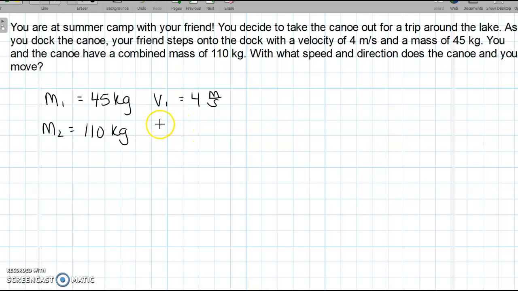So we have that initially this is at 0 meters per second. And the person that is stepping out is causing us to have a collision with the canoe. So this is actually going to be our final, and our initial is also going to be 0. So we want to solve for V2 final. Okay, so what type of collision is this? Well, it's an elastic collision, but it just deals with a combined mass of you and the canoe, so it makes it sound like it's an inelastic collision. But it's an elastic.